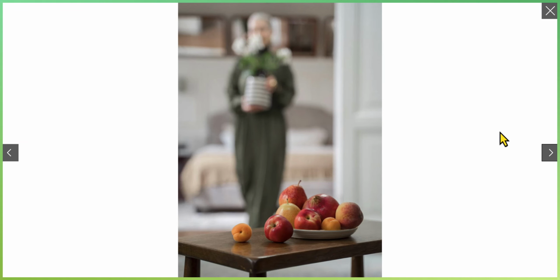Lastly, you're going to be asked to identify an image of a strong focal point. If we look at this image, you can see that our eyes are immediately drawn to the apples and other fruit on the table because they are in sharp focus, whereas everything surrounding the fruit on the table is very blurry. So the focal point is very clear in this particular image.